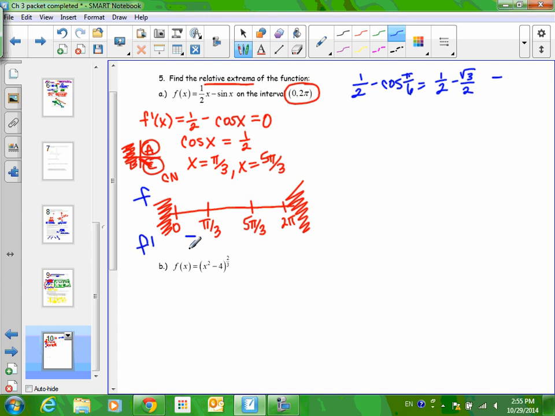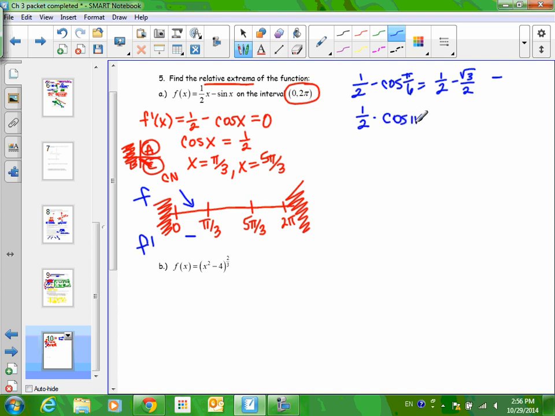All right, so we have a negative, and that means that my function is decreasing between 0 and pi over 3. What can I pick that's between pi over 3 and 5 pi over 3? 2 pi over 3 is not what I would say is easy. 3 pi over 3, pi. I would pick pi.